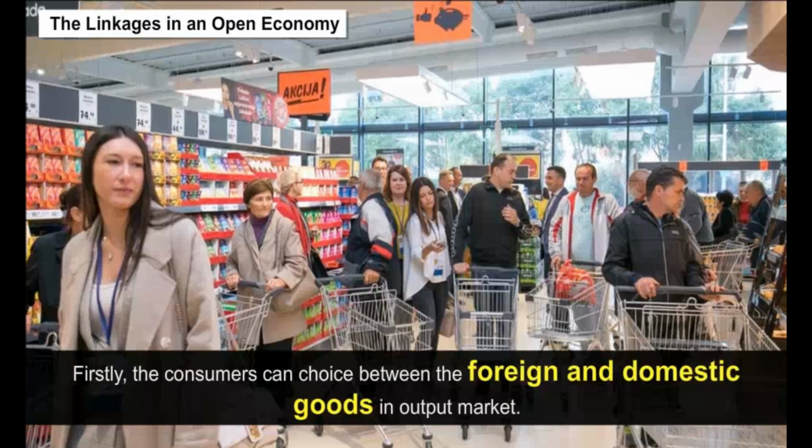Secondly, in financial markets, investors get opportunities to buy financial assets from other countries. Thirdly, in labor markets, firms can arrange to collect workers for their work, which is restricted through different immigration laws in the world for the movement of labor between countries.